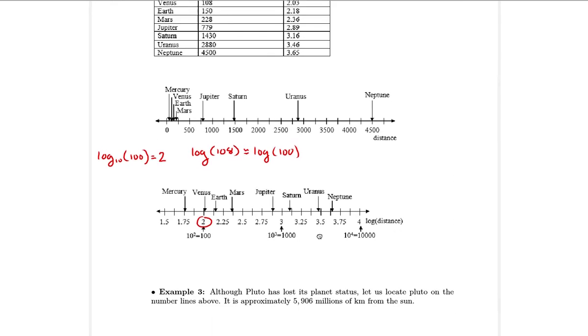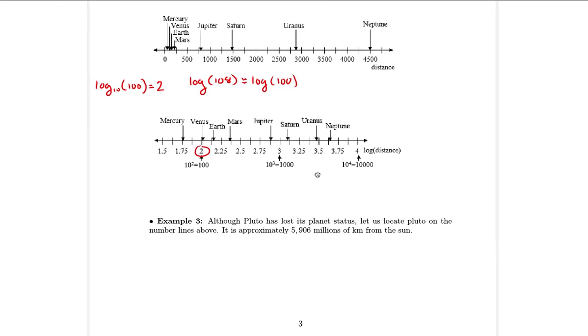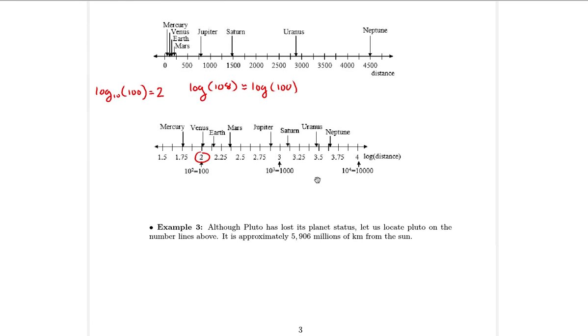All right, so let's look at an example here. Example 3 says that although Pluto has lost its planet status, we're going to locate Pluto on both of the number lines above. So it is approximately 5,906 millions of kilometers from the sun. Okay, so here we go. And I guess that would be 5.9 billion kilometers from the sun would be another way to say that.